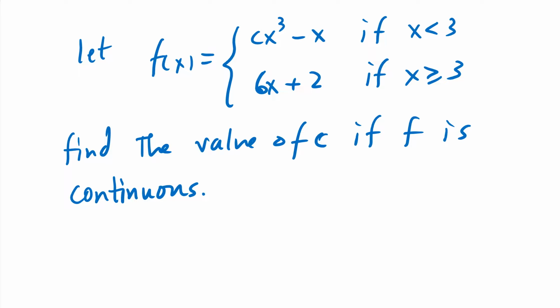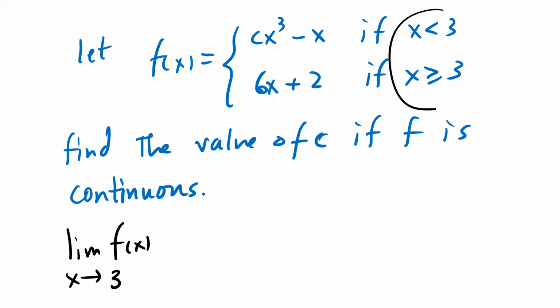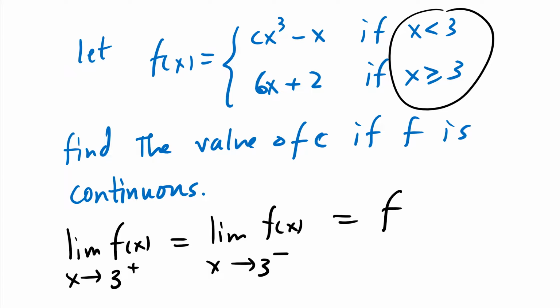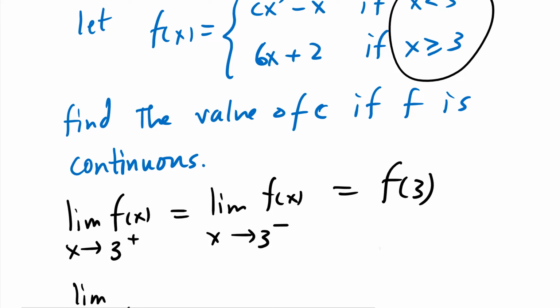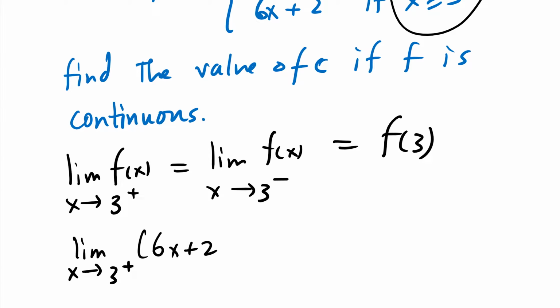Okay, so let's go over this one. In order for a function to be continuous, it's continuous everywhere except we need to check at 3, that's the joint point. The limit of the function as x approaches 3 from the right side should equal the limit of the function as x approaches 3 from the left side, which equals f of 3. Limit as x approaches 3 plus, 3 plus means the second equation. 3 minus, the first equation.